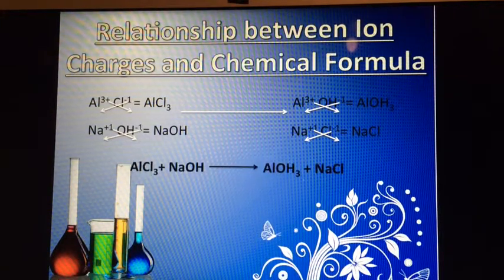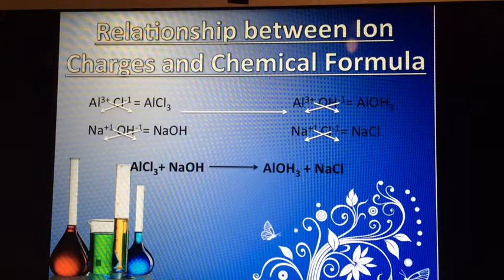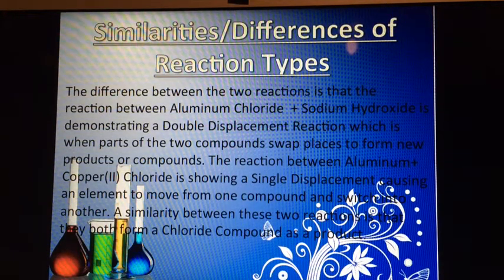Now the final chemical equation: AlCl3 plus NaOH forms Al(OH)3 plus NaCl. Similarities and differences of reaction types. The difference between the two reactions is that the reaction between aluminum chloride plus sodium hydroxide is demonstrating a double displacement reaction, which is when two parts of the compound swap places to form new products or compounds.